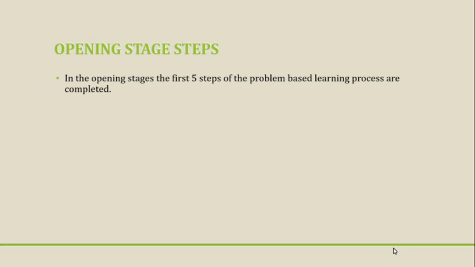The stages in the opening steps. In the opening stages, the first 5 steps of the PBL process are completed. Step 1. Clarify terms. The group ensures that the problem is well understood. They read and review the problem outlined, and then they note what terms they do not understand. Learners outline or clarify what each of these terms mean. In lesson 3, we will see a sample of how this works.